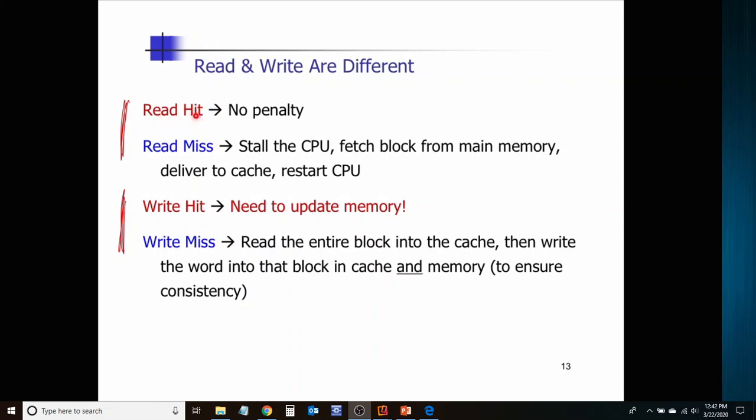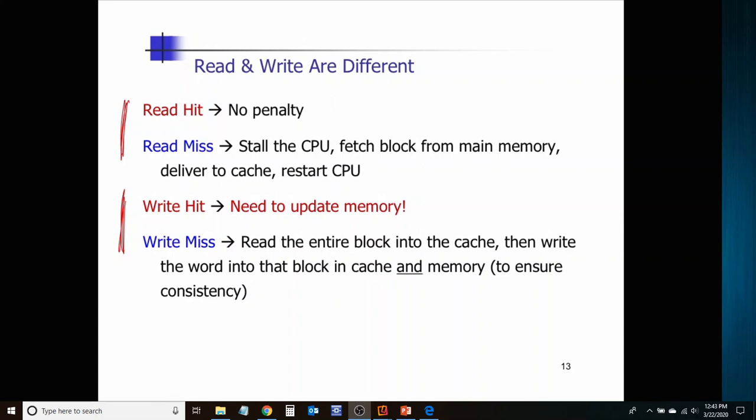So what does the read hit mean? If you're trying to read a particular word and you're able to find it in the cache, then you have to pay no penalty. That's a read hit. And if you miss it, that means that the word that you're looking for is not in the cache. In that case, you will have to stall the CPU. You'll have to fetch the block from the main memory to the cache and then give it to the CPU and then restart the instruction. That's a read hit and miss.